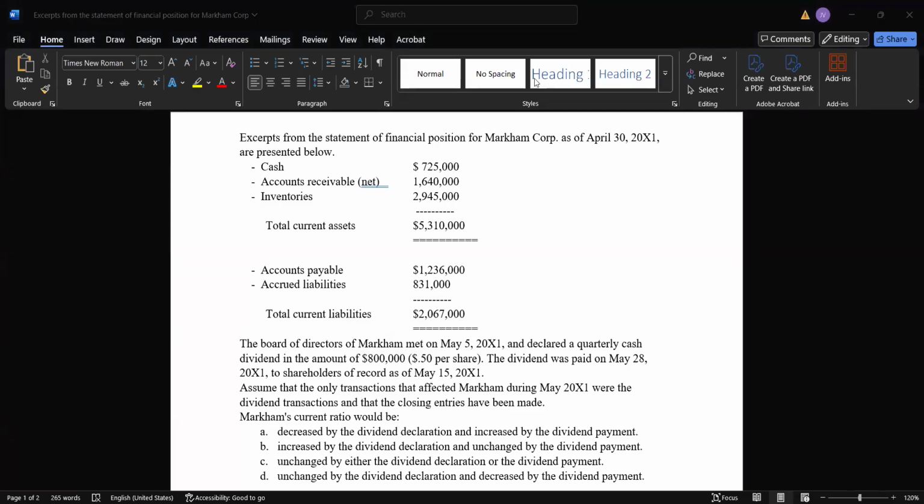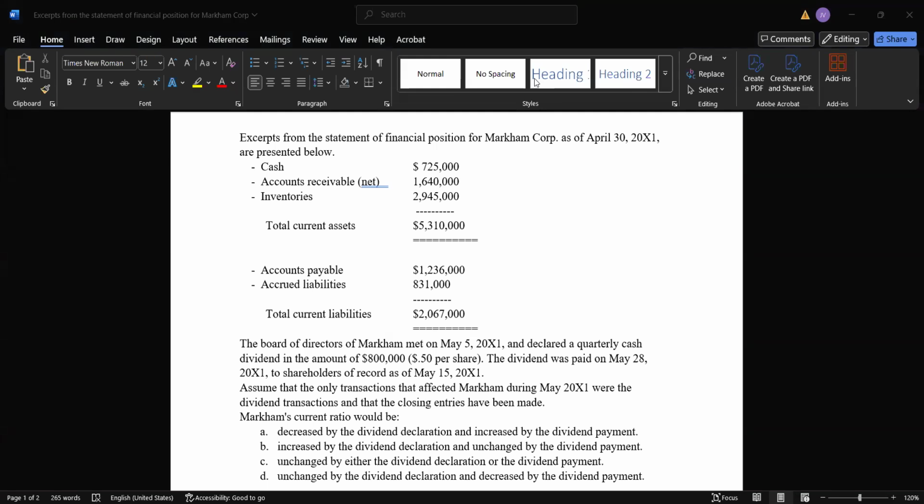There's a question on the screen. Excerpts from the statement of financial position for Markham Corp as of April 30, 2021 are presented below. We have a list of current assets given: cash, accounts receivable, and inventories, total current assets. Also, we have accounts payable, accrued liabilities, and total current liabilities are given.